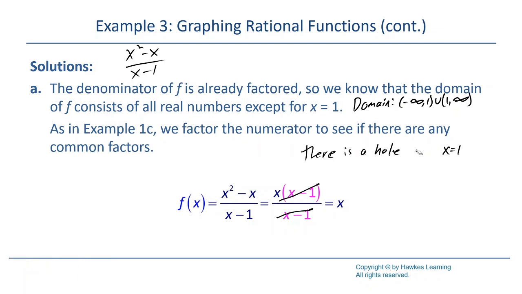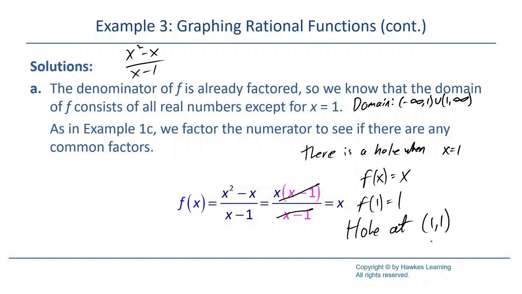So I guess instead of, I should say at x equals 1, because that implies a whole vertical line, there's a hole when x equals 1. So to figure that out, we just plug in. So if f of x has reduced to x, then f of 1 equals 1. So there's a hole at the point (1, 1). To figure out where the hole occurs, you just plug it into the reduced equation.